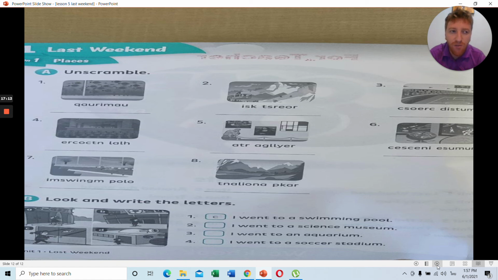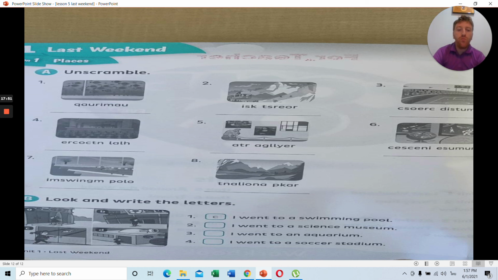So how do you spell ski resort? S-K-I space R-E-S-O-R-T. So you will write ski resort on number 2. So you can see the letters are here, so you have to write the word. Make sure you look at the letters, look at your books, make sure you know how to spell these words. So you will write 1 aquarium, 2 ski resort. What is number 3? What is number 4? What is number 5? What is number 6? What is number 7? And what is number 8?